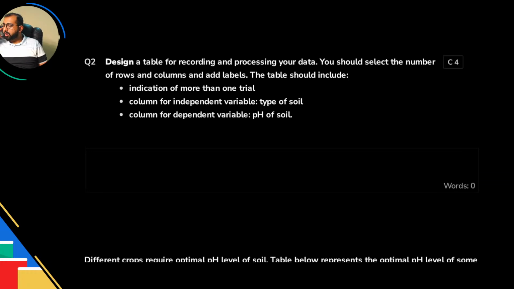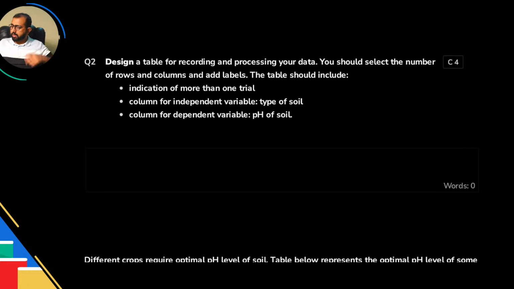Design a table for recording and processing your data. You should select the number of rows and columns and edit labels. The label should include an indication of more than one trial. So I was saying that we will take 3 trials. Columns for the independent variable, we have already seen, type of soil. Column for the dependent variable, pH of soil.